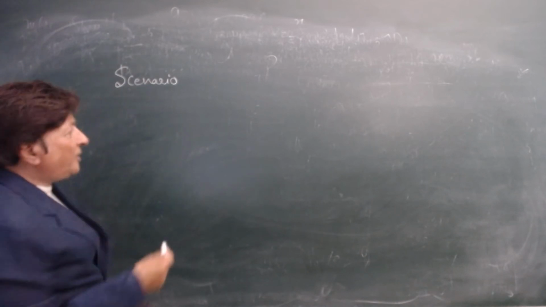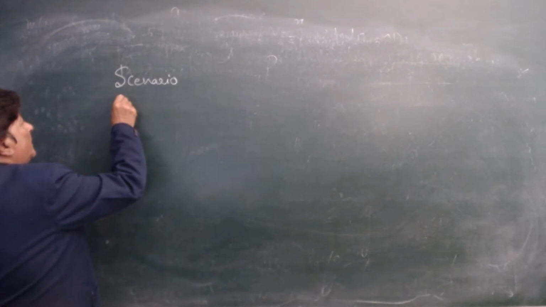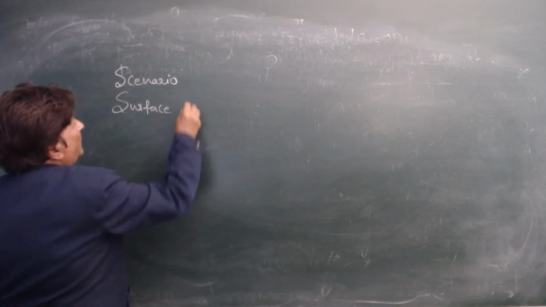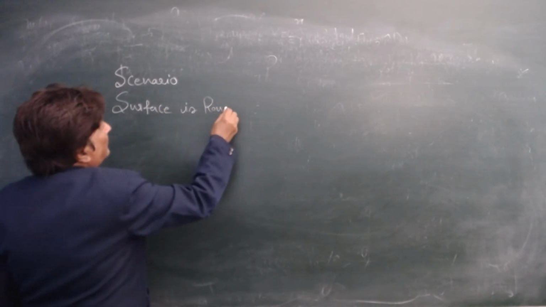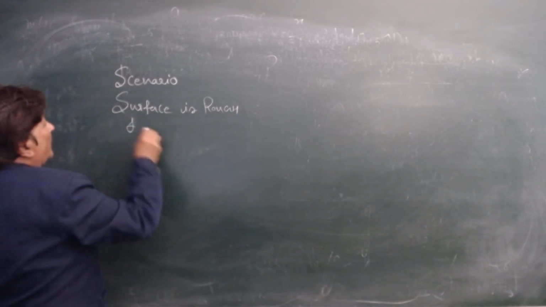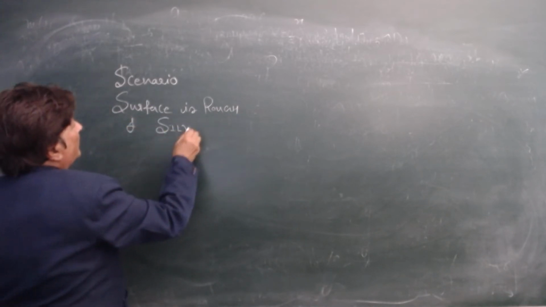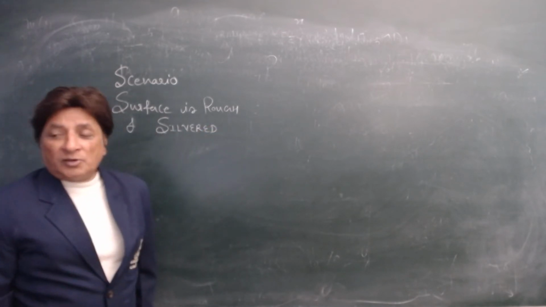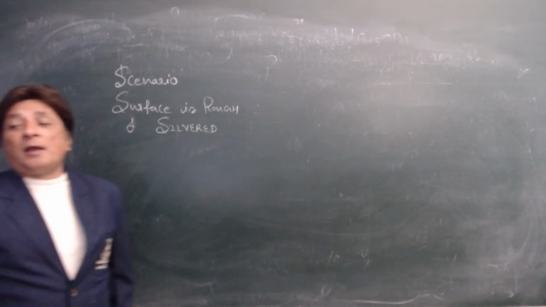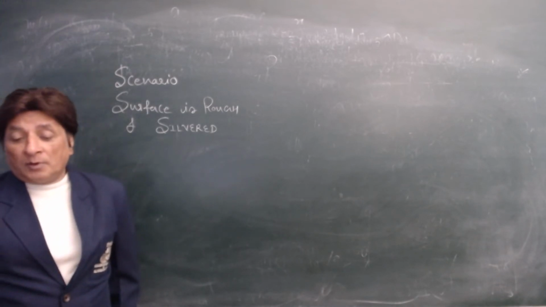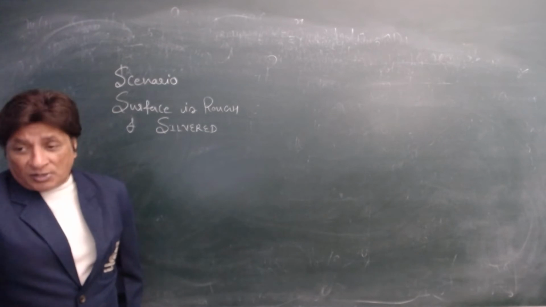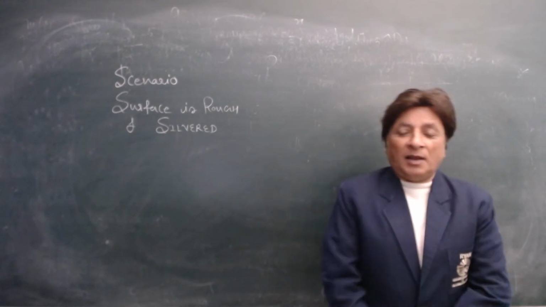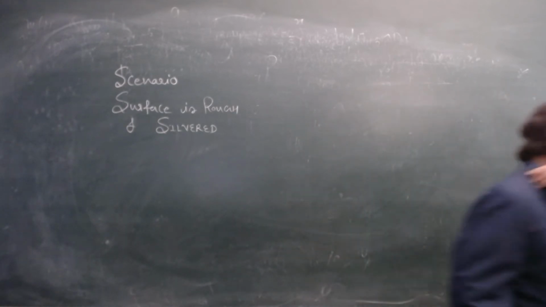What is the scenario? Surface is rough and silvered, and light is incident on it. Then what happens? Light is incident on it, then what happens?